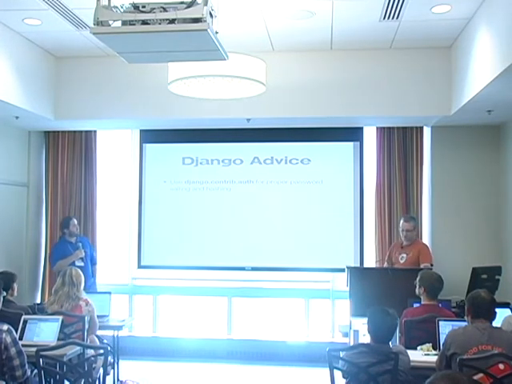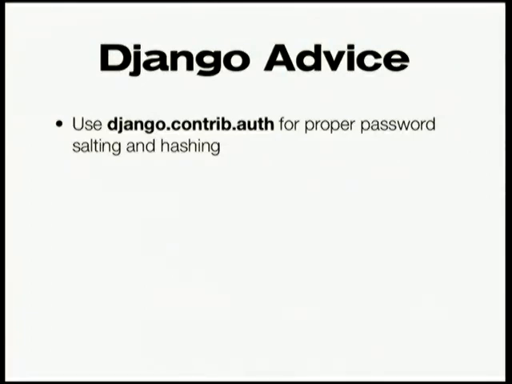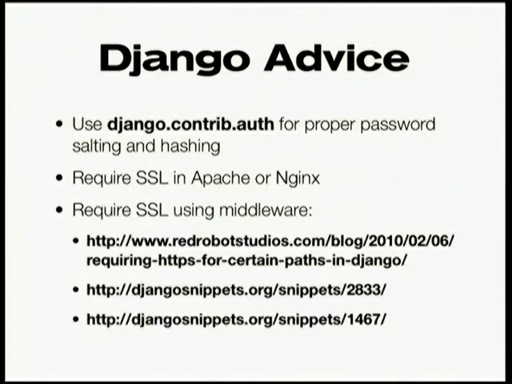So, some Django-specific advice. Use Django contrib auth. This is already done for you if you use Django, so you don't want to go and reinvent the wheel. That'll help you make sure that your salts are good and your hashing is good. Require SSL in Apache or Nginx, whatever you're fronting Django with, for the places that need it.